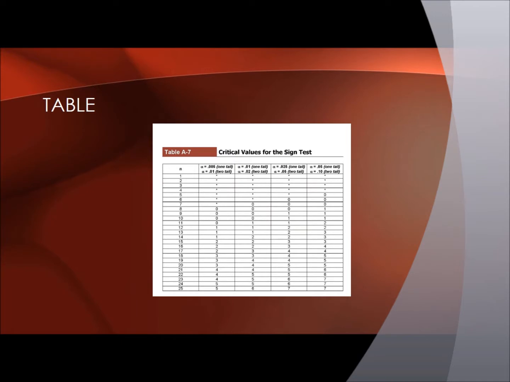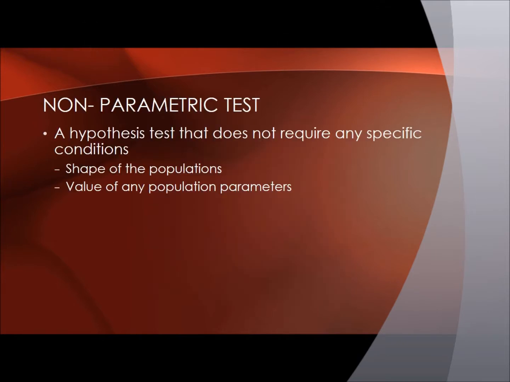Here is the table we'll be using. It is called the critical value for the sign test. A non-parametric test is a hypothesis test that does not require any specific conditions concerning the population's parametrics. They are easy but usually less efficient than the parametric test.